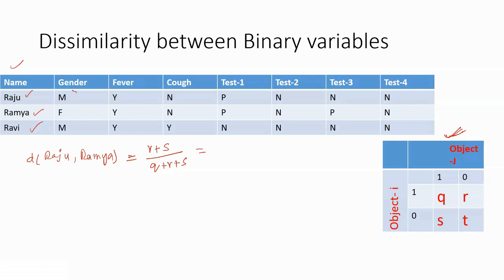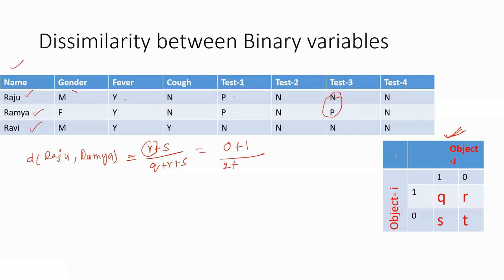R indicates 1, 0, or positive, negative, or yes, no. How many are there between Raju and Ramya? There are no such yes, no cases, so we write 0. R is 0. Come to S. S represents 0, 1, meaning no or negative, positive. There is one such case, so S is 1. Q representation is 1, 1, yes, yes or positive, positive. Rest of all are negative. So Q is 2.